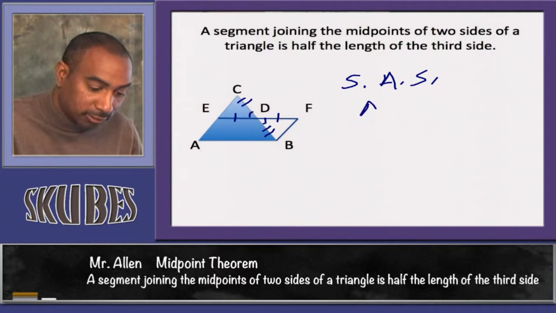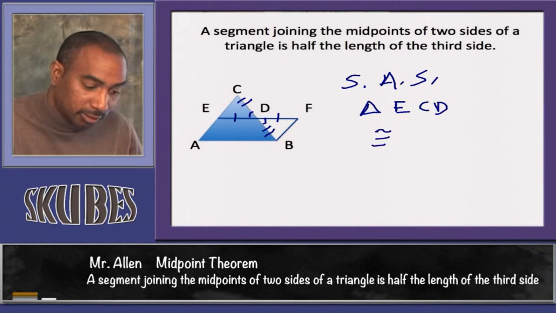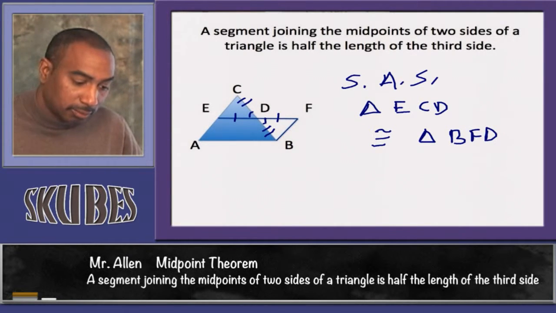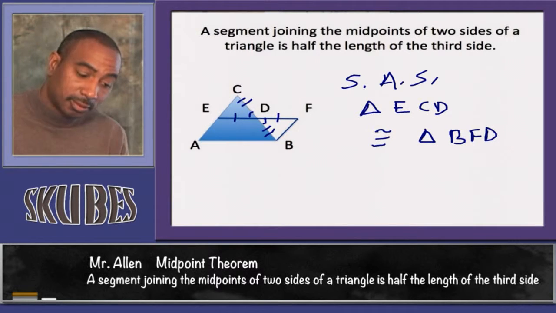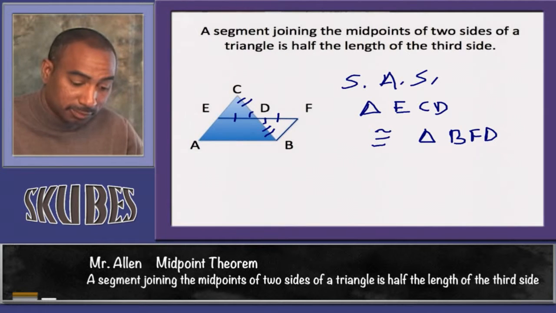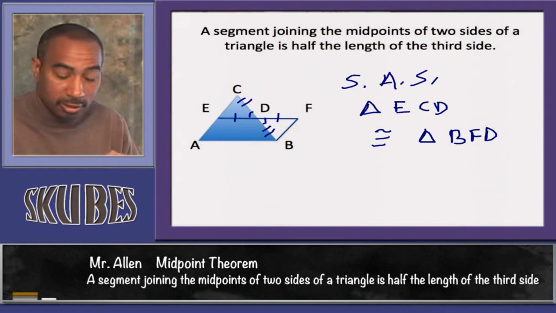That means triangle ECD is congruent to triangle BFD, which means that corresponding sides are in proportion and the angles are congruent.